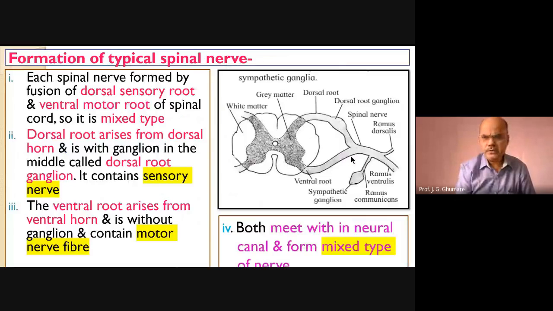I told you this is sensory nerve. It will be mixed type. Remember, now it won't be carried single. It will divide into three branches. See here, toward the dorsal side, towards the ventral side, and towards the sympathetic nervous system. One by one, we'll discuss.